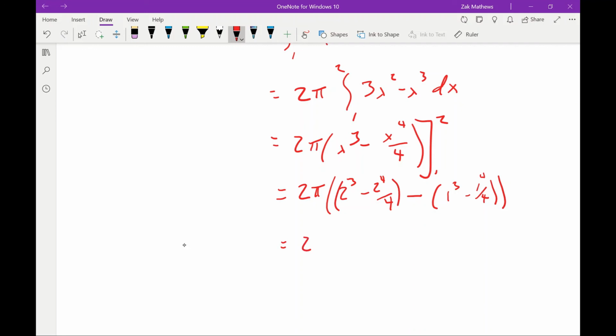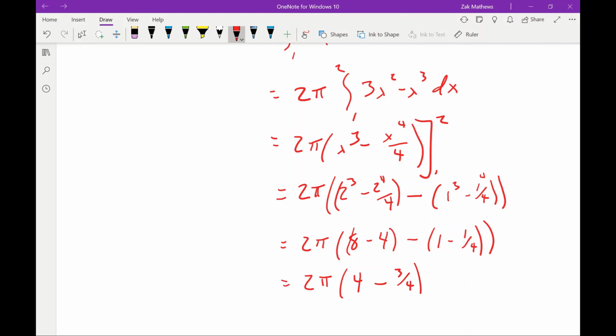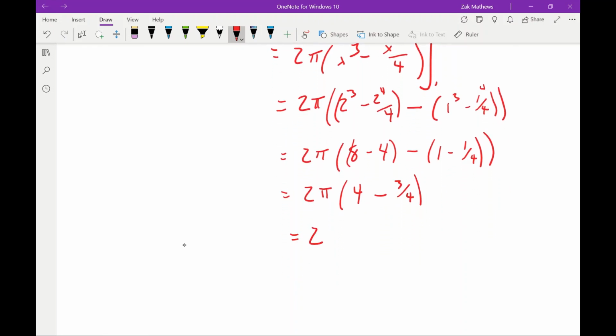So we'll have our 2 pi. 2 to the 3rd is 8 minus 2 to the 4th is 16, but divided by 4 is going to be 4, minus, we'll have a 1 minus a quarter. So 2 pi, that'll be 4 minus 3/4. So 4 is 16/4 minus 3/4 would be 13/4. And so we get 26 pi over 4, which we can simplify to 13 pi over 2. And that is our answer.